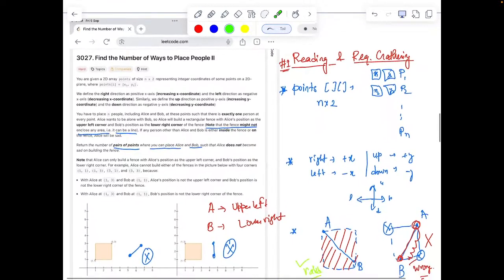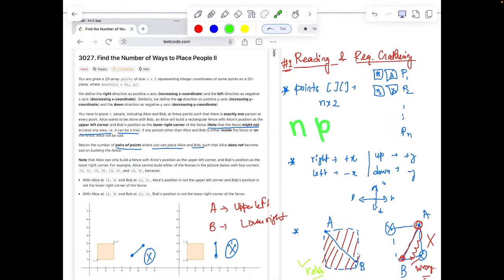What we have to do is place n people here. Each person goes on one of those n points, one person at one place. That's easy. But what is the condition among those n people?